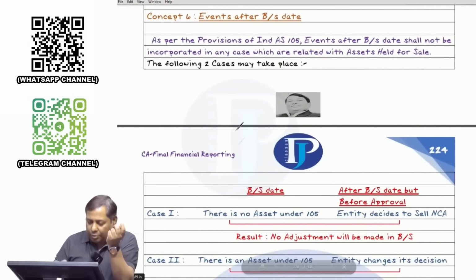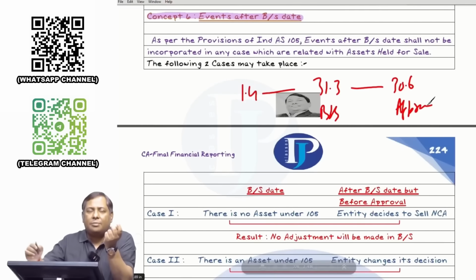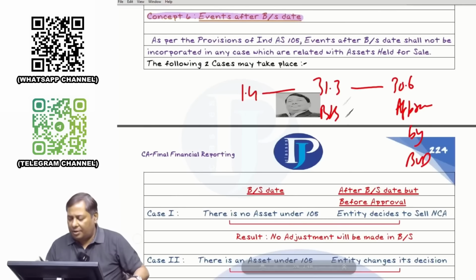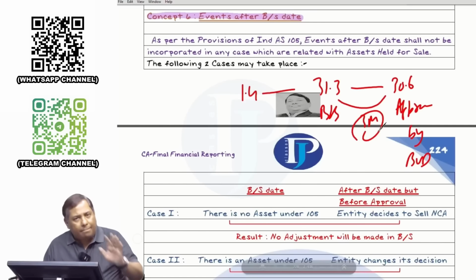I told you concept number 6, events after balance sheet date. From the 1st of April till the 31st of March, then 30th of June. This is the balance sheet date and approval date. Approval of financial statements is by the Board of Directors, everyone has read Ind AS 10. This 3-month period after the balance sheet but before approval is the adjustment period. Do you agree to this?